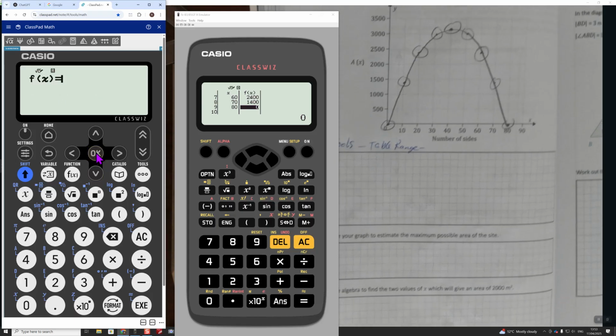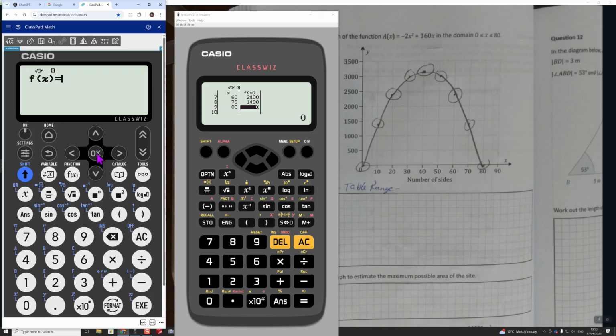Here it is. And now I can go back and look at my function here, which is negative 2x squared. Shift x. I'm going to use the square function there, so that keeps me down off the index or the power line. I'm down at the bottom, and I want to add 160x.